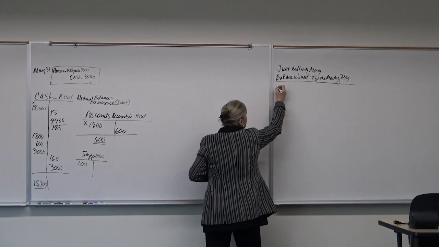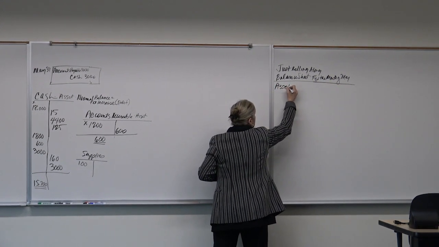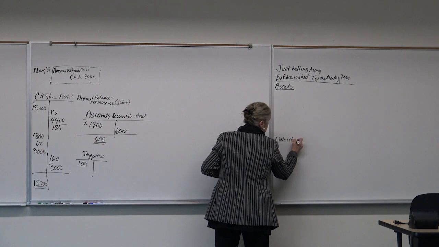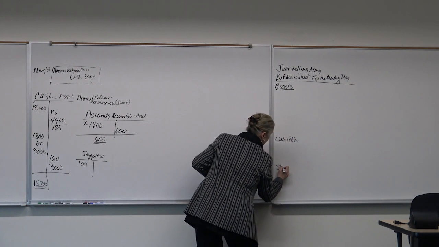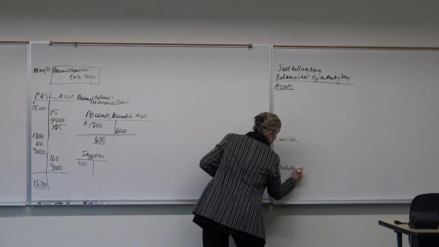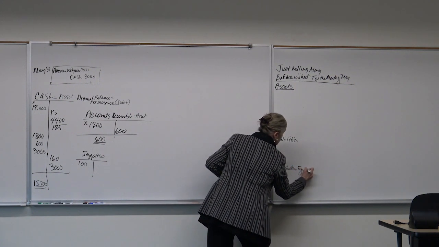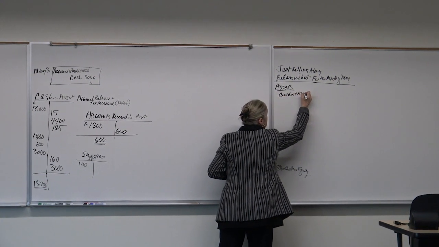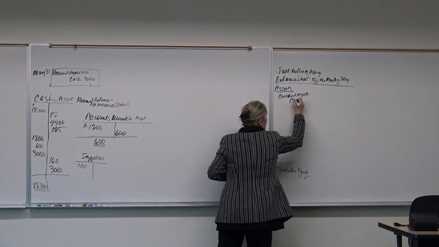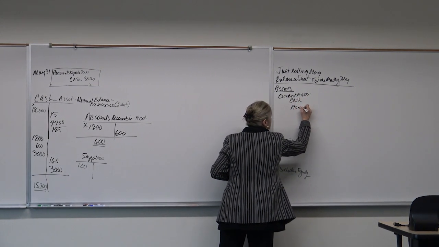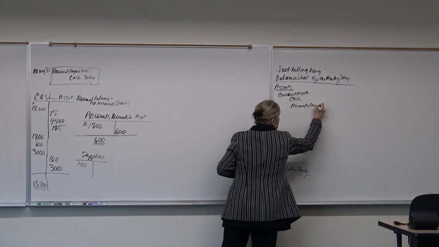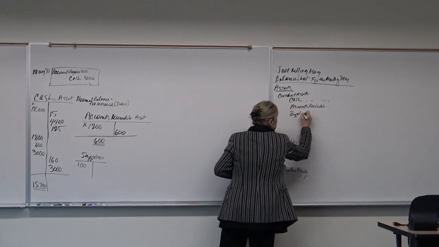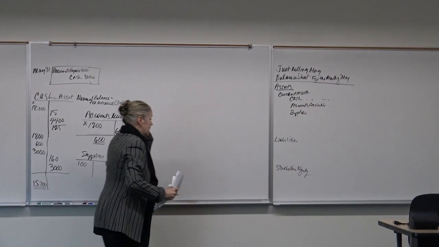Okay, so we're going to look at our assets. As you know, those are going to equal our liabilities plus our stockholders' equity. Under assets, we have current assets listed first. We have our cash, accounts receivable, supplies. What we're going to do is take our ending balances.